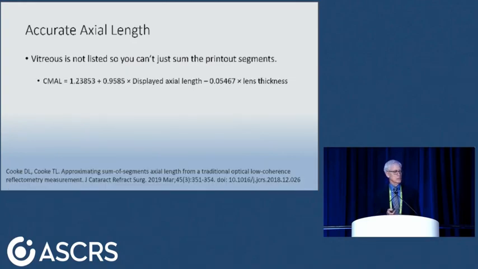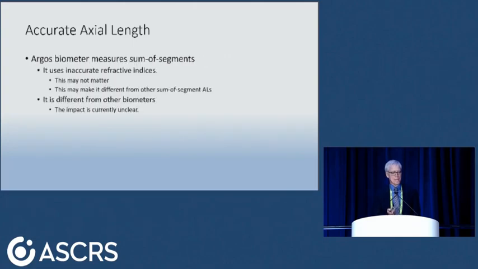So you think, well, you'll just look at the display and add it up and you'll get the sum of the segments, but the problem is they never display the vitreous. So this is a formula that tells you how you can get that. It's a CMAL, and it's a way that you can get it on the displayed values.